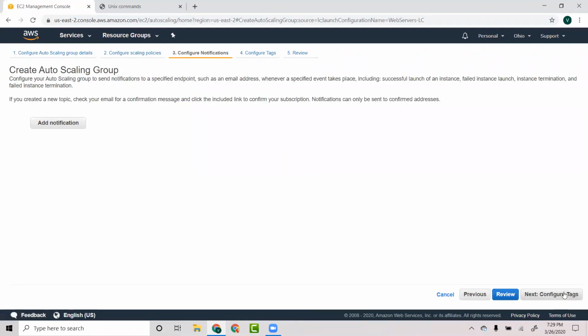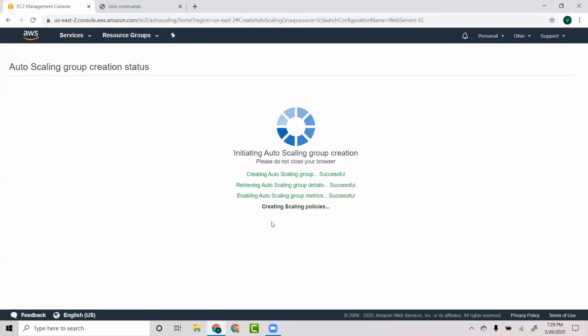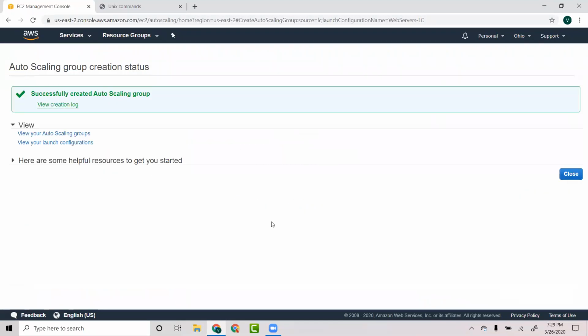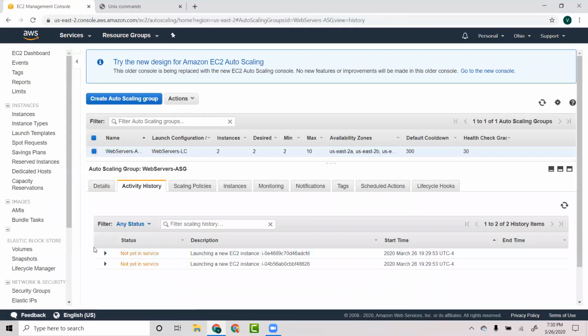Configure notification, configure tags. I don't need to do it. Review, create scaling group. So desired is 2, minimum is 2, maximum is 10. Desired is essentially how many instances I have right now. To start with, we asked it to start with 2. So there you go, it's doing it.